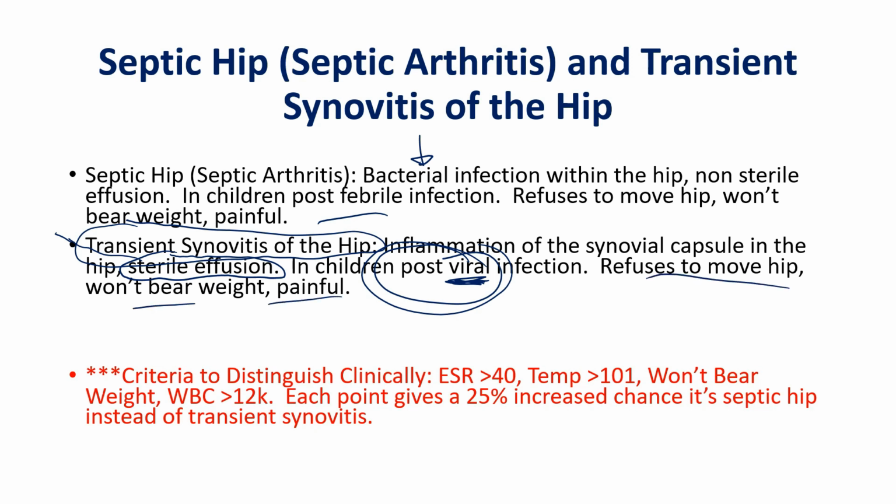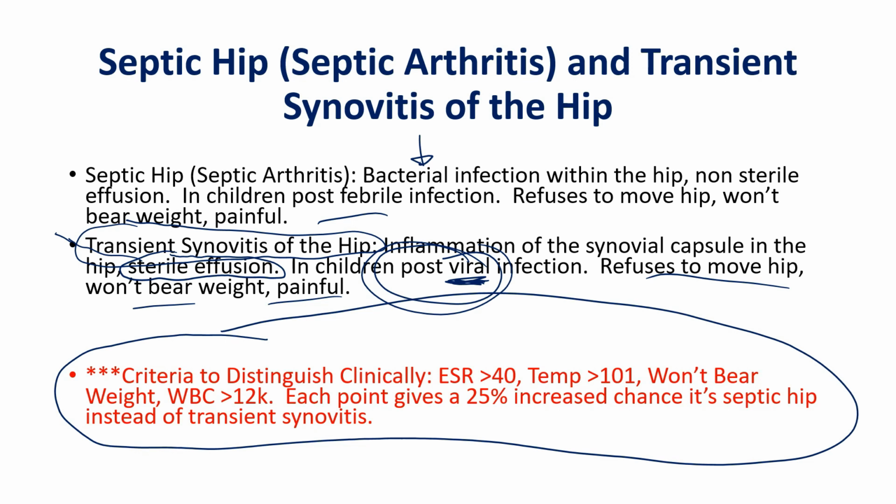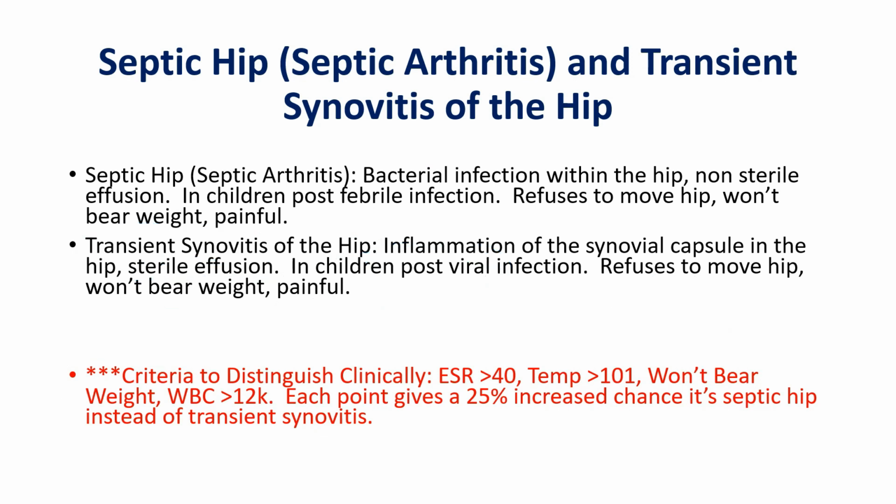But these symptoms, refusing to move the hip, won't bear weight, painful, all of a sudden their hip is messed up post some sort of infection, that's not going to help you distinguish. So a criteria was developed by a doctor to distinguish, on top of the fact that it's a sterile effusion, on top of the fact that it's usually post-viral. If that's not enough to distinguish, which the majority of the time it isn't in a clinical setting, here's the criteria you use. There are 4 points that you look at when you know something's wrong with the hip and it's probably one of these two things. You use these 4 things.